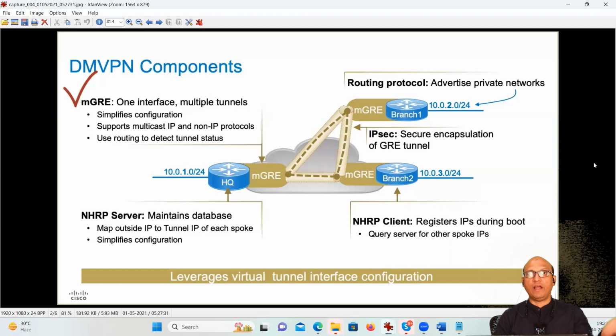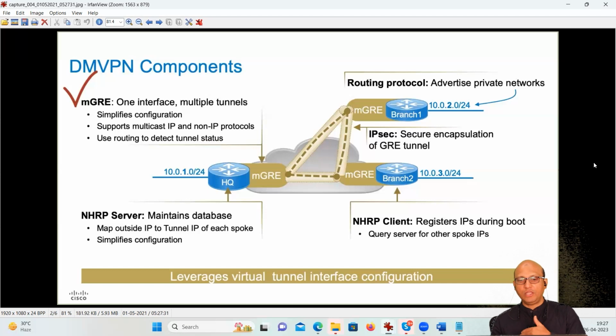So he has to find it out from this NHRP server who is maintaining the database. Why am I calling Just Dial? Because he is maintaining the database of those clients. Why am I querying the NHRP server? Because he is maintaining the database. He knows the private IP address of the tunnels of all the branches. He knows the public IP address of all the branches.